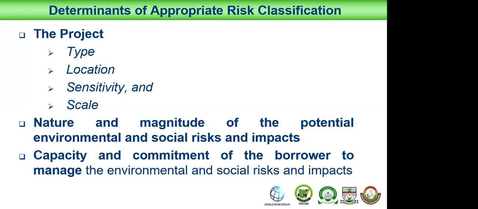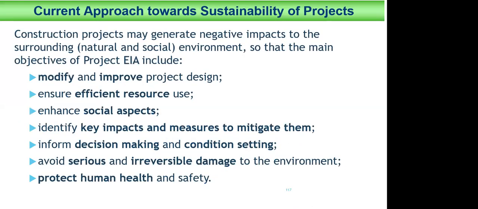So the nature and magnitude of all the potential environmental issues and impacts also determine how you classify the risk. Then if you are trying to get funding to execute a project that is going to affect the environment, the borrower's capacity and commitment to manage environmental and social risks and impacts also comes in. So if, for instance, you're approaching the World Bank for funding, of course, we know that the World Bank is committed to environmental and social risk and impact management. So coming there means that you should have an instrument that can help you classify your risk, so that you'll be able to tell them that, yes, we have either high risk, substantial risk, moderate risk, or low risk, as the case may be.